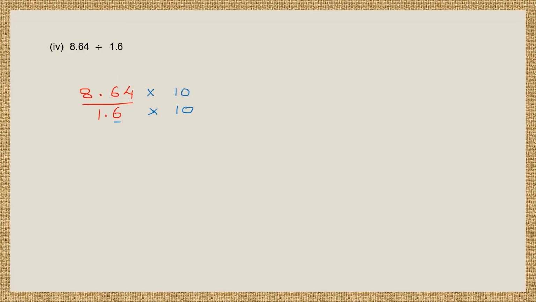Now let's see what we get. When I multiply by 10, the point moves one place to the right. So it becomes 86.4 divided by 16. So now let's do normal division. 86.4 divided by 16.